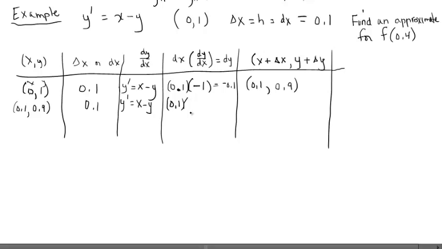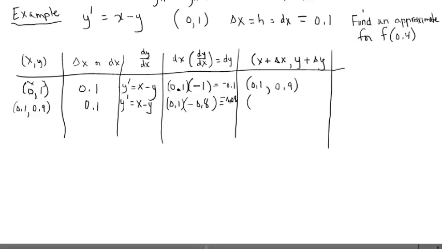Now, using this new ordered pair to create a new slope segment off of that point, let's plug in 0.1, 0.9, negative 0.8. So the slope's negative, the graph's still decreasing. Let me come back here and multiply these two. The product of those two is negative 0.08.